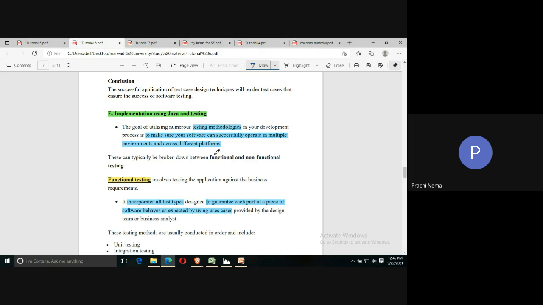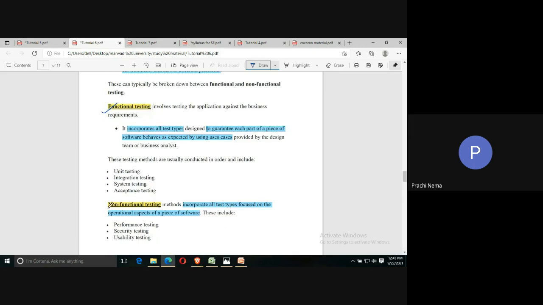Okay, now the testing techniques are broken down into two categories, that is functional testing and non-functional testing. Functional testing focuses on the software's behavior as per expectation. That is, it will test whether the software is behaving as per the expectation which we had thought of or not. And non-functional testing are those testing techniques which focus on the operational aspect of the software.